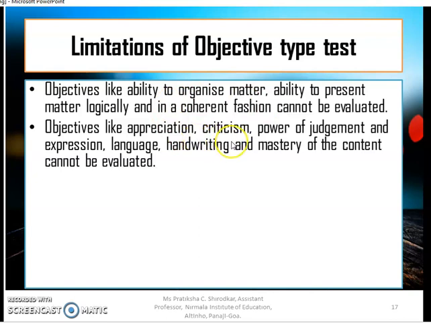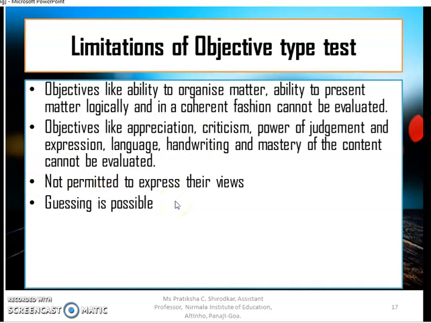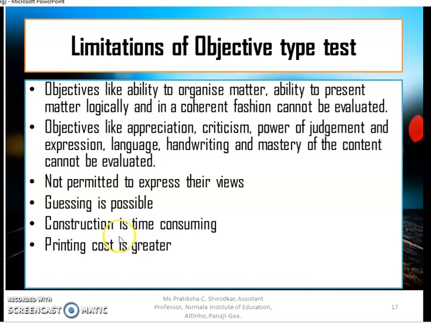Objectives like appreciation, criticism, power of judgment and expression, language, and writing, mastery of the content cannot be evaluated. Students are not permitted to express their views. Guessing is possible here. Construction is a bit time consuming if you are really not aware of the concept. Printing cost gets greater because many questions will have to be framed and they will occupy n number of pages. Malpractices are possible, and it is easier to cheat because students can share answers among each other very easily.